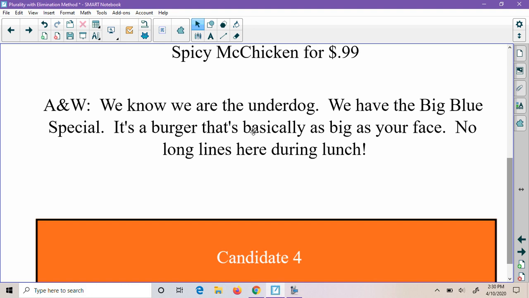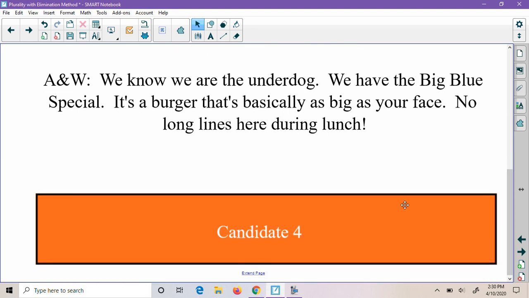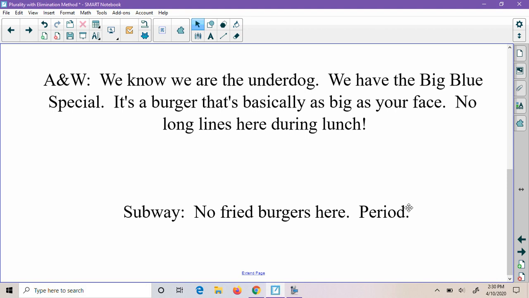Candidate 3, A&W. We know we're the underdog, but we have the Big Blue Special. It's a burger that's basically as big as your face. No long lines here during lunch. And candidate 4 is Subway. They just said, no fried burgers here, period.